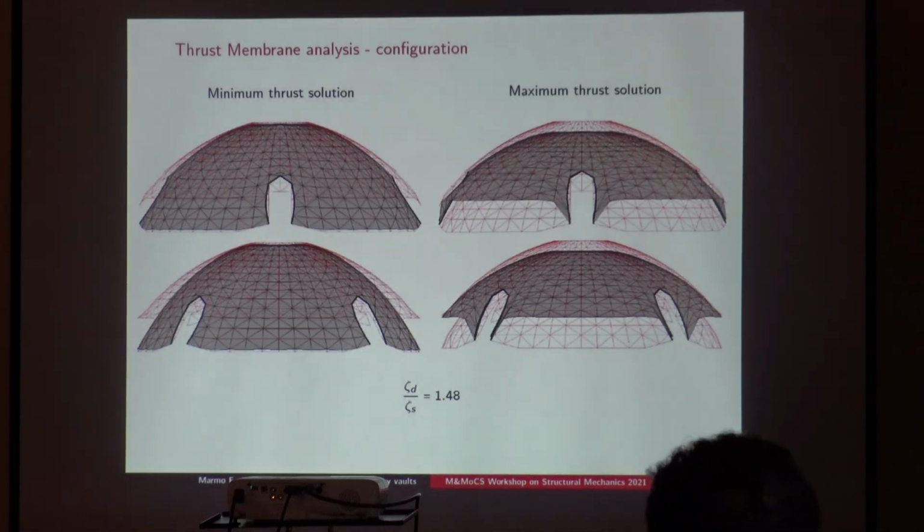These are the geometric solutions for minimum and maximum thrust, and as you can see, the minimum thrust is deeper than the maximum thrust solution, as it happens in arches. The free boundary has changed completely. The coordinates of the edge nodes are unknown, and they form actually an arch that is funicular of the thrust coming from inside the vault.